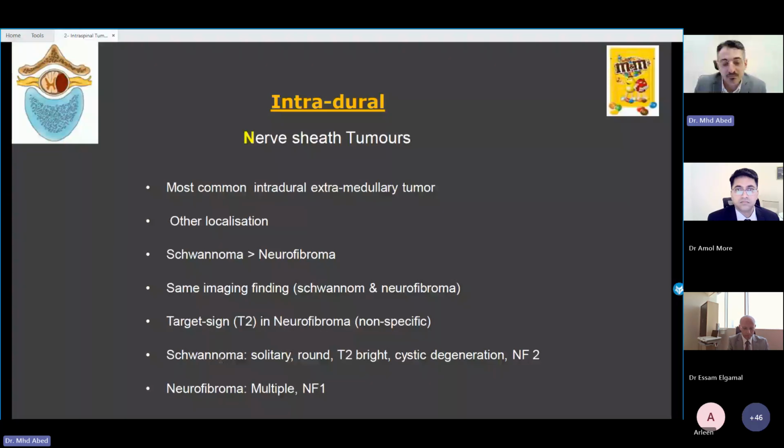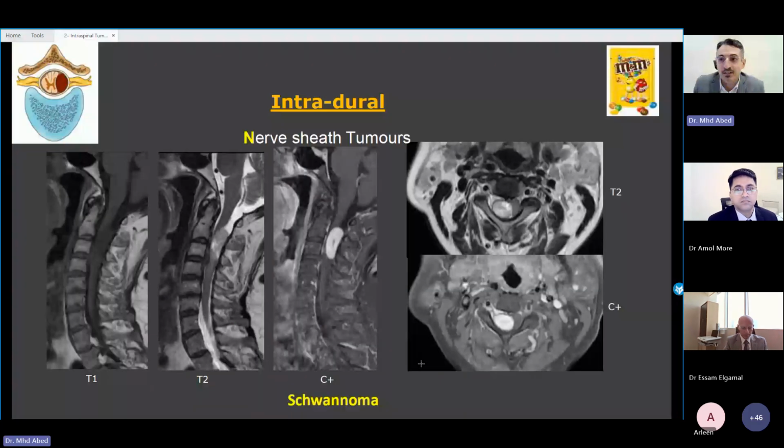Usually schwannoma is one lesion, is T2 bright, and has cystic degeneration. And sometimes it's associated with neurofibromatosis type 2. And the neurofibroma is usually multiple. But as I said, this is very difficult to differentiate. Here we have this lesion, it's not well seen in the T1. And in the T2, we see a lesion which is T2 hyperintense, compressing the spinal cord.